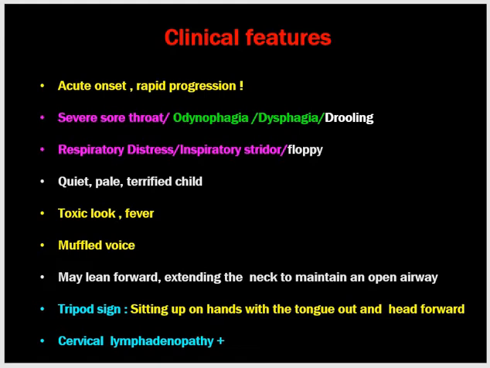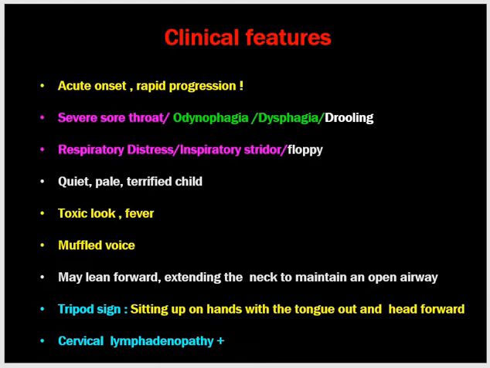The child, when presented to emergency, will be in respiratory distress with inspiratory stridor. When the child has more of the respiratory problem, the child might be floppy, and we think that floppiness is due to respiratory failure or respiratory fatigue. The child will be quiet, pale and terrified. On examination, the child will have a toxic look, and might have fever and lymphadenopathy in the neck.